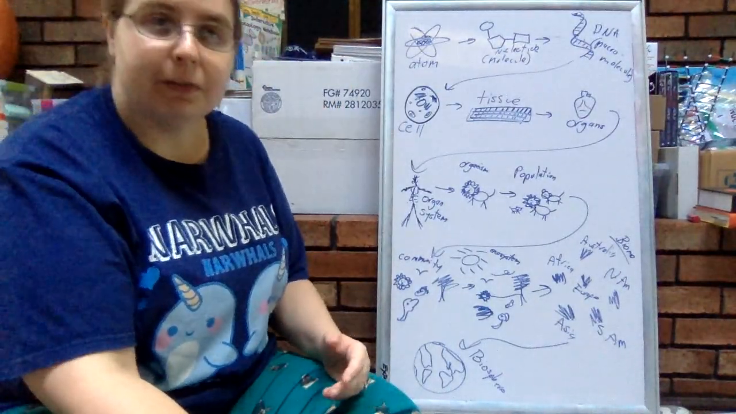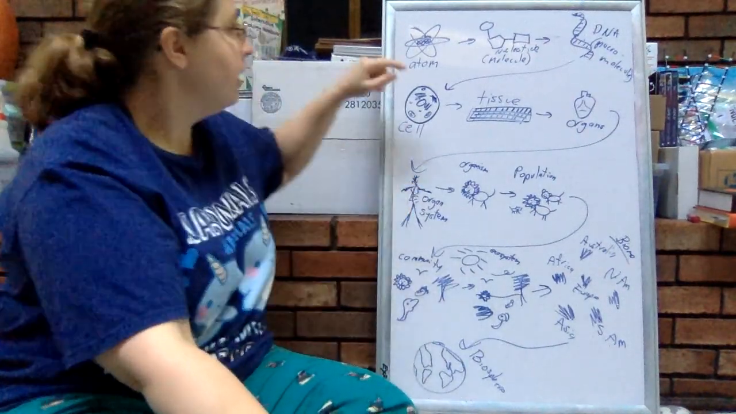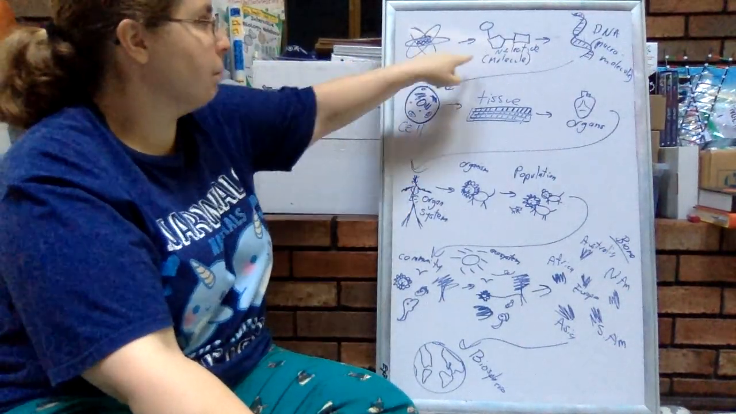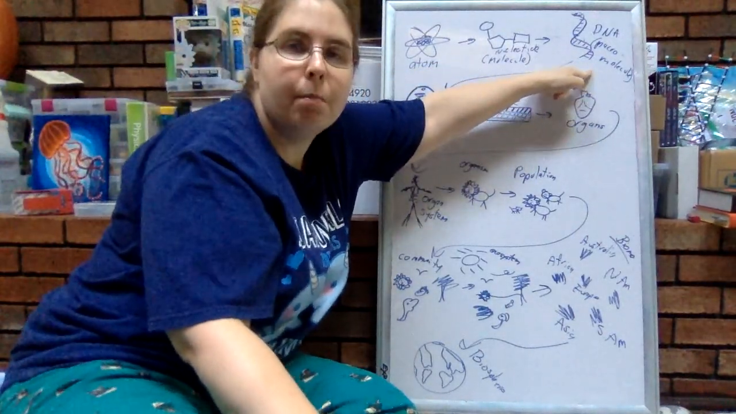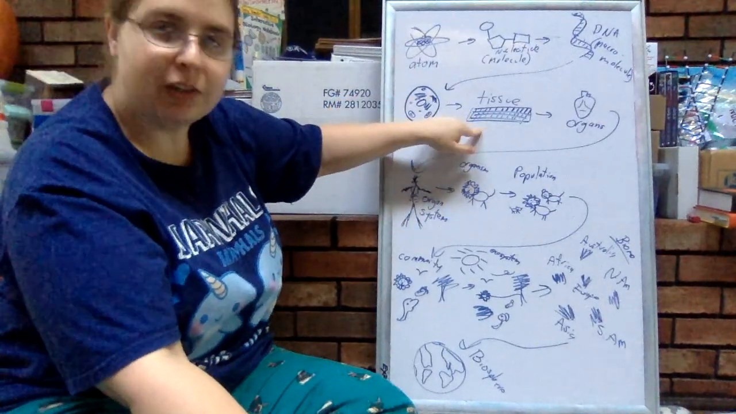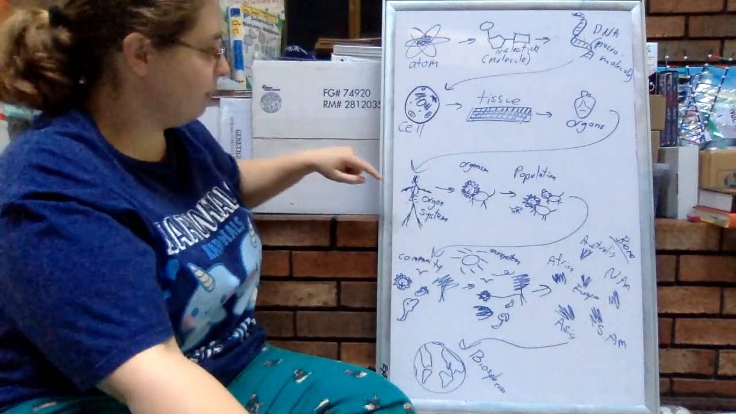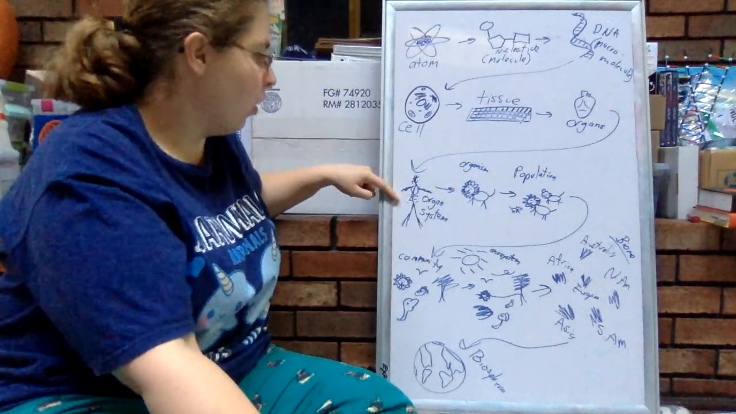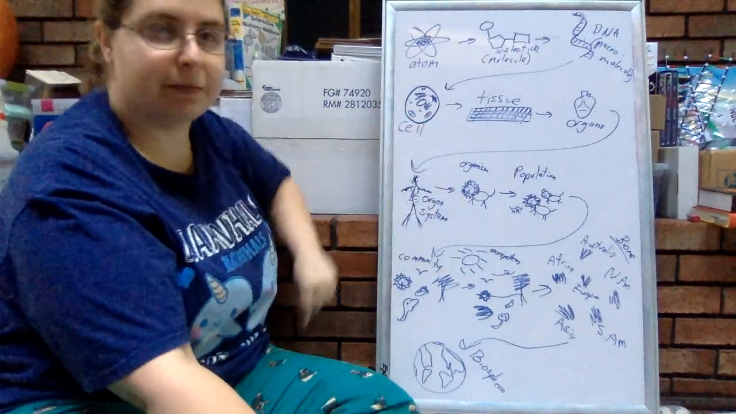Now, these are a lot of different steps. Let's go through them all together now. Atoms come together to form molecules. Molecules come together to form macromolecules. Macromolecules come together to form cells. Cells come together to form tissues. Tissues come together to form organs. Organs come together to form an organ system. All of those organ systems together form an organism, like this line.